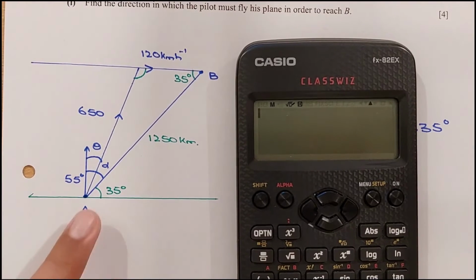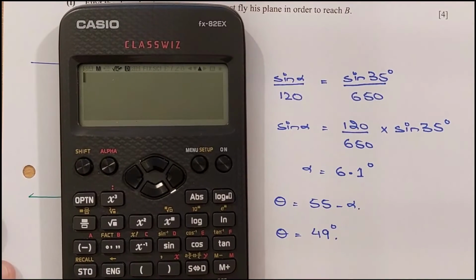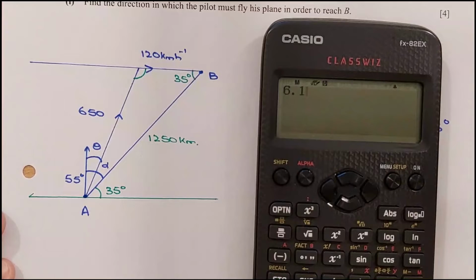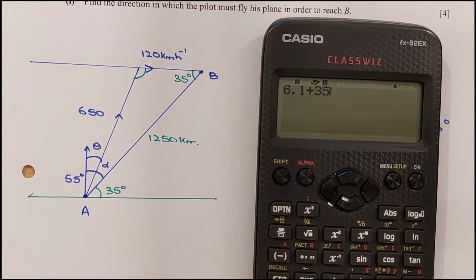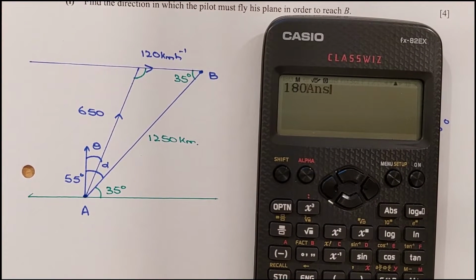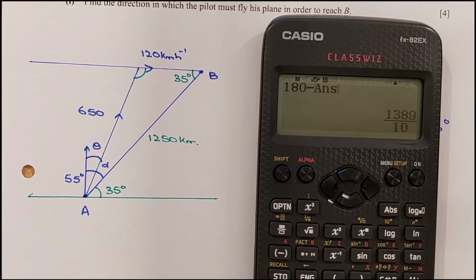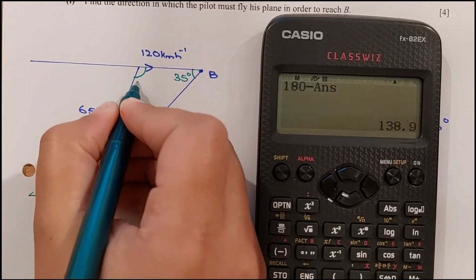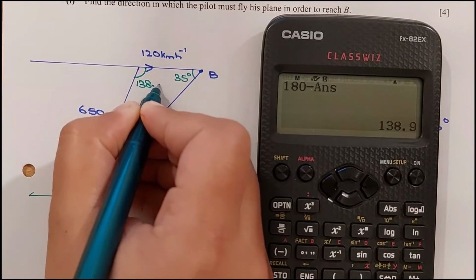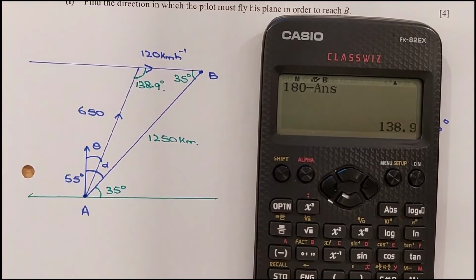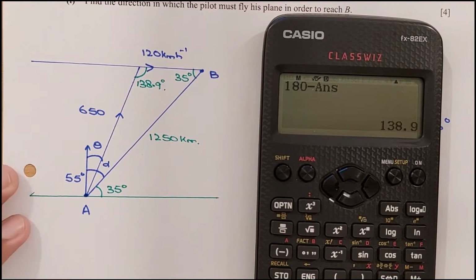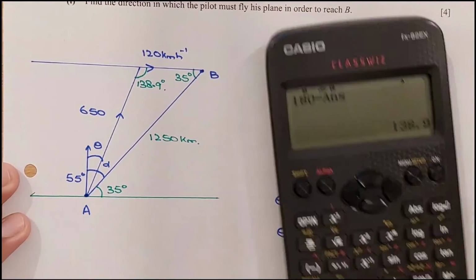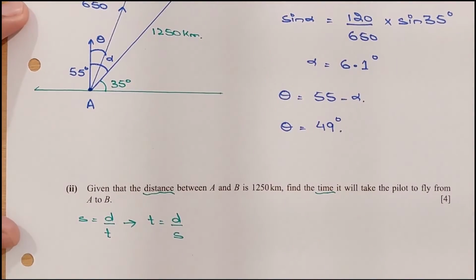Okay, so what is alpha? Alpha is 6.1, plus 35, and 180 subtract the answer, this equals 138.9 degrees, right? So we have to use this angle and apply the law of cosine to get the speed of AB. Okay, let's do it.